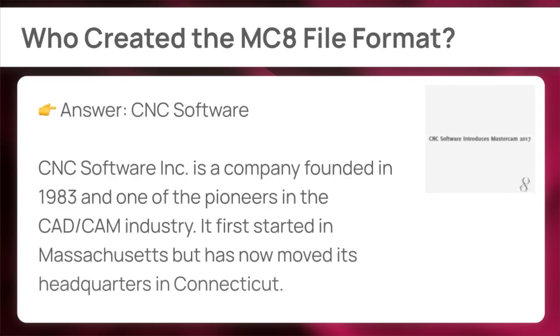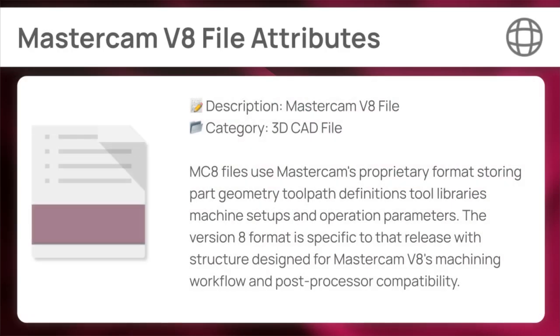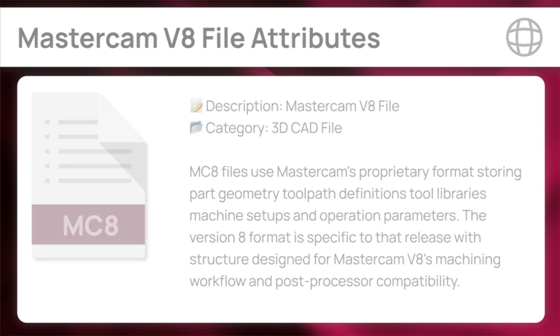machining programming. They contain 3D geometry, toolpaths, machining operations, tool definitions, and post-processor settings for milling, turning, and wire EDM machines. MC8 files use Mastercam's proprietary format, storing part geometry, toolpath definitions, tool libraries, machine setups, and operation parameters. The version 8 format is specific to that release, with structure designed for Mastercam V8's machining workflow and post-processor compatibility.